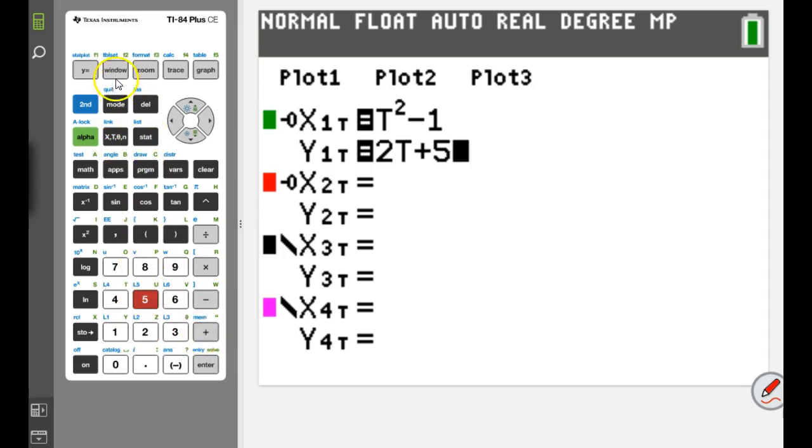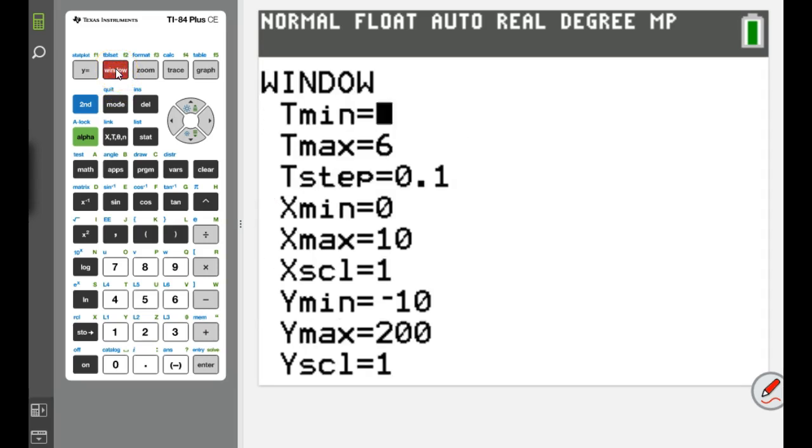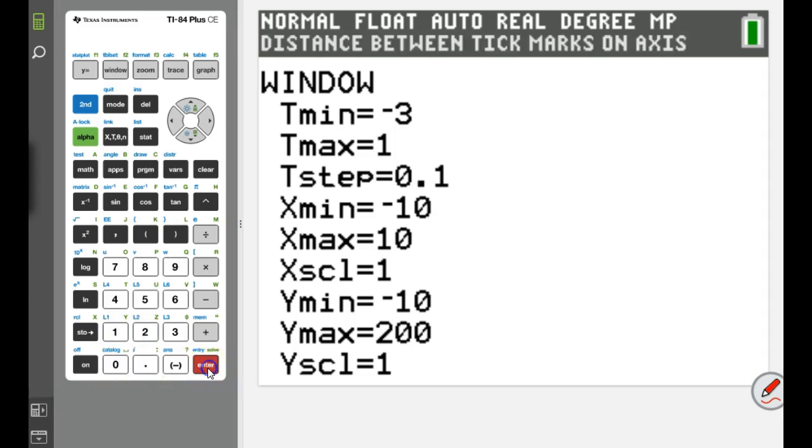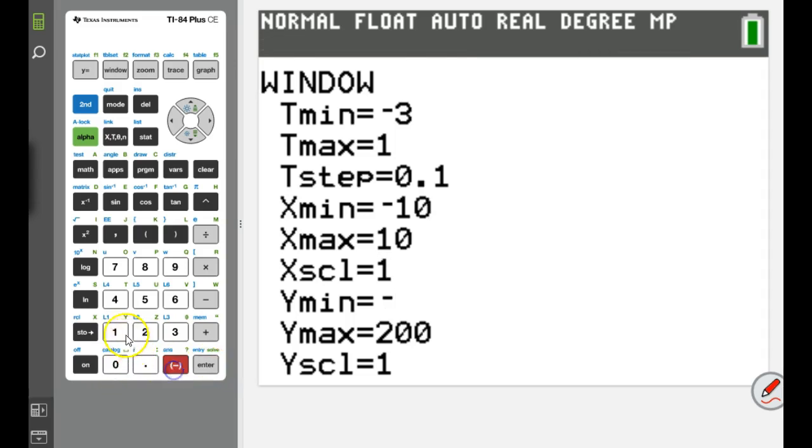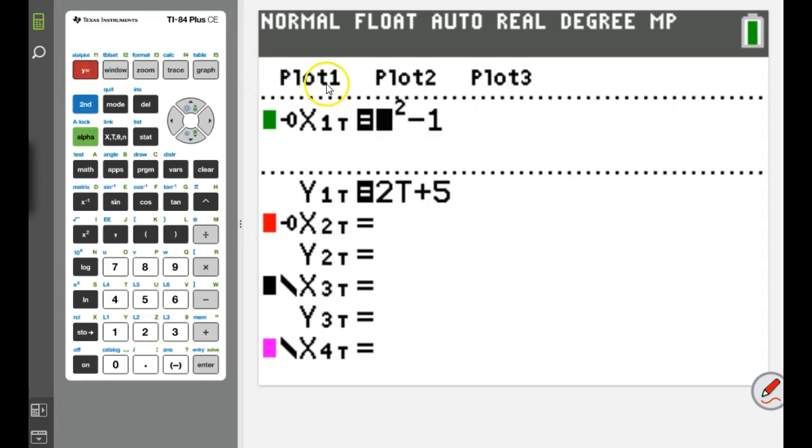Okay. Then we have to go to window because it will not give us the proper endpoints until we tell it what values of t to put in. And it was -3 to 1, wasn't it? -3 to +1 with a t-step of 0.1. And then the graph paper was -10 to 10 for x by 1s and -10 to 10 for y's. Anybody need more time on my window or on the y equals screen? And just in case, make sure you don't have any plots on up here on y equals as well.